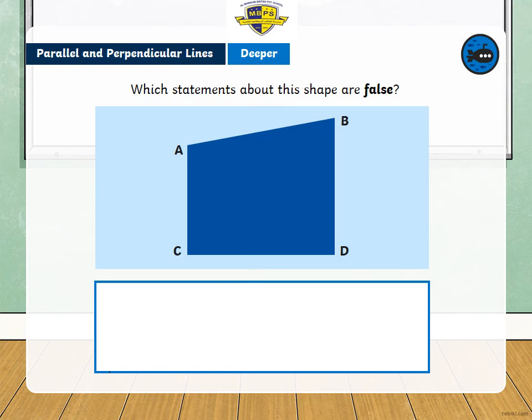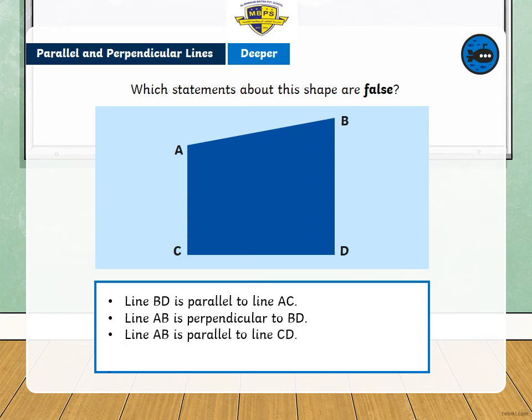Here, I want you to check which statement about this shape is false. Line BD is parallel to the line AC, or line AB is perpendicular to BD, or line AB is parallel to the line CD, or line AB is not perpendicular to any other lines. What do you think? Which statement is false? Yes, line AB is perpendicular to BD is false. Line AB is parallel to line CD is also false.